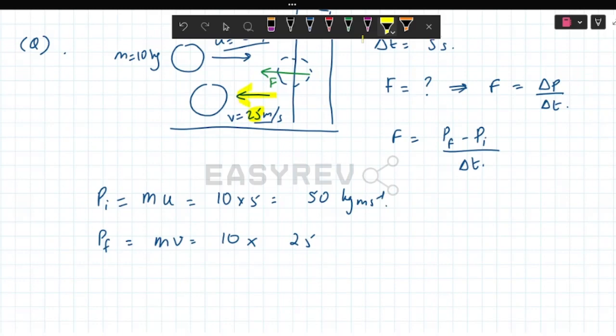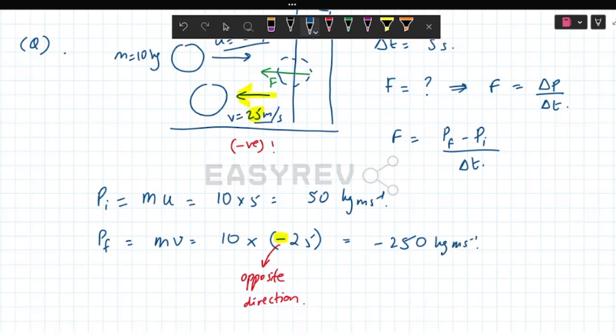That opposite direction must be catered to by including a negative sign. So instead of me just writing 25, I'll write minus 25. So remember, this negative sign is important here because I need to illustrate the fact that there has been a change in direction. More specifically, a flipping of the direction, because it's now moving in the opposite direction. So with this in mind, I get minus 250 kg meters per second.